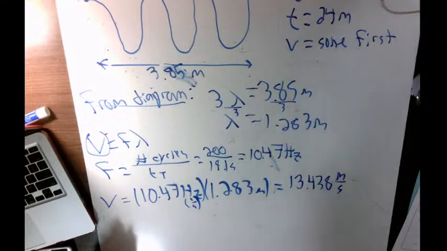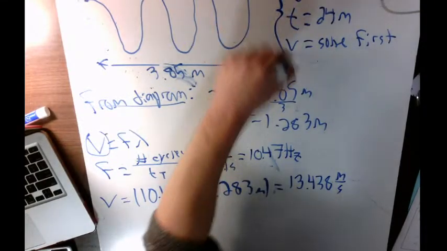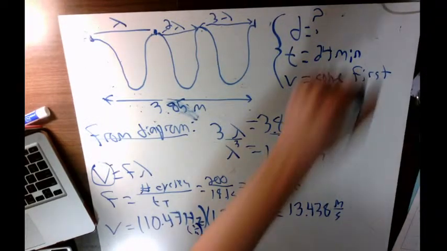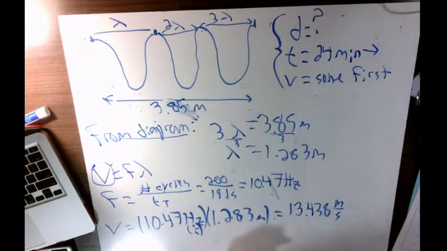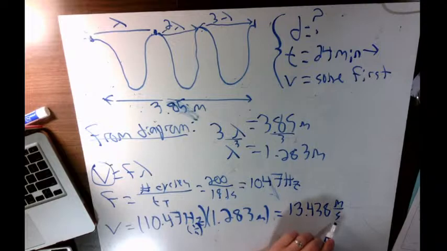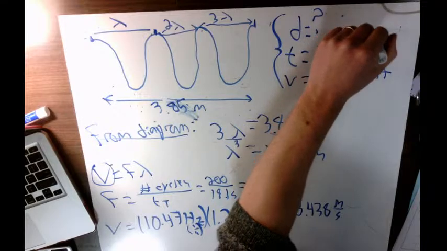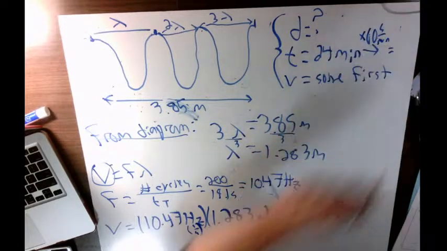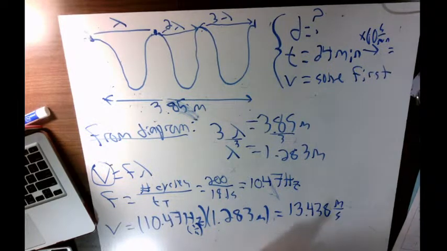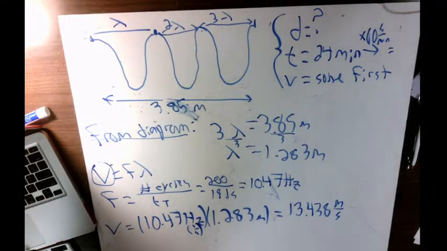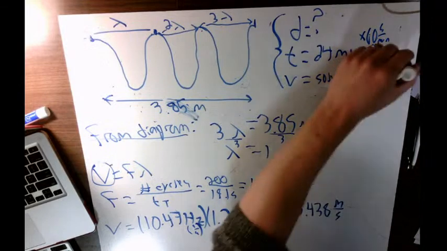Now, we're not quite done. We need to work to find the distance that our one wave travels in 24 minutes. So maybe the first thing we want to do is convert this to seconds, because we need to work with meters per second compatible units. So 24 times 60 seconds per minute gives us 1,440 seconds.